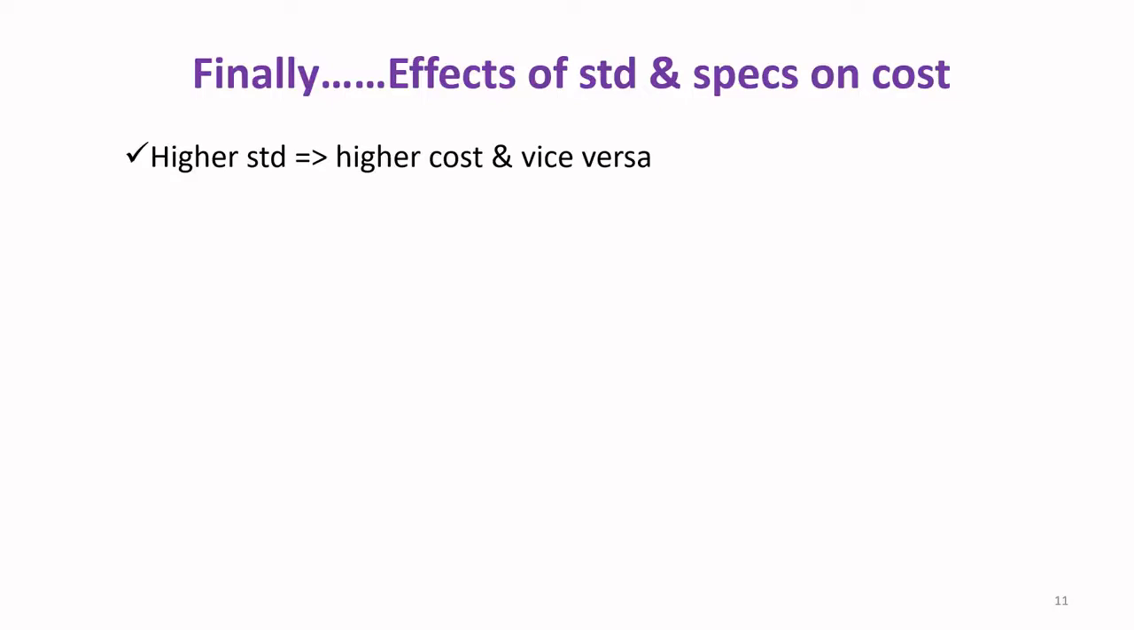So higher standard automatically means higher cost, and vice versa. If you want high standards, you will have to pay more. Or if you are getting paid more, then you have to give great standards also. And if you are very, very tight about specification, if you are being very specific, again you will have to pay a high cost. Or if someone is giving you a high price, then they are going to be very, very strict on the specifications.